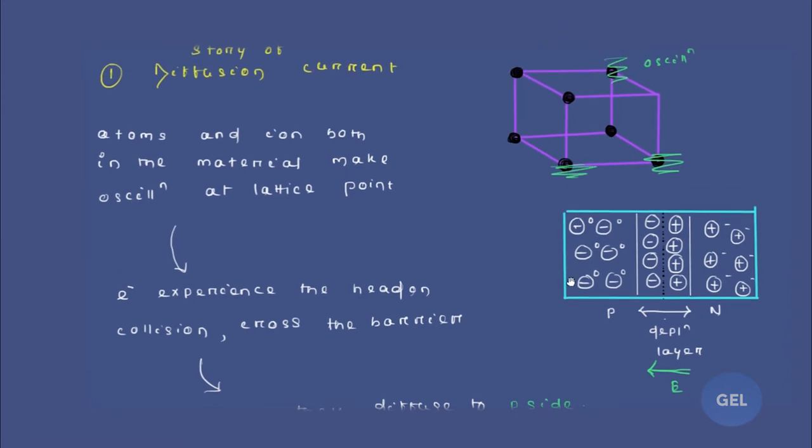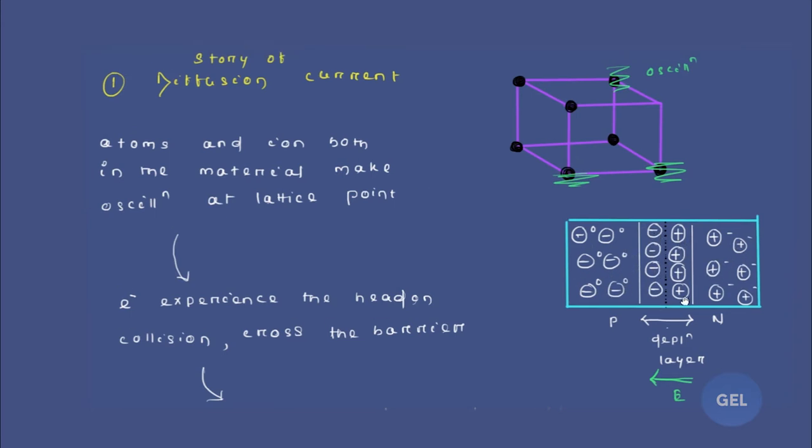Sometimes, if we take this material, the lattice structure of this material is in this way. Let's consider it this way. All these lattice atoms are nothing but these atoms. These are the nucleus. इन सबको मैंने यहाँ represent किया है, so black dots. So atoms and ions, both in the material, make oscillation at lattice points. They make oscillation at lattice points.